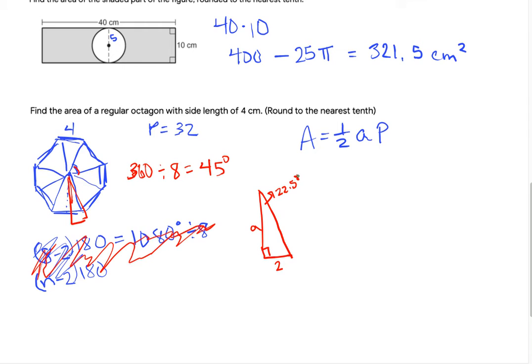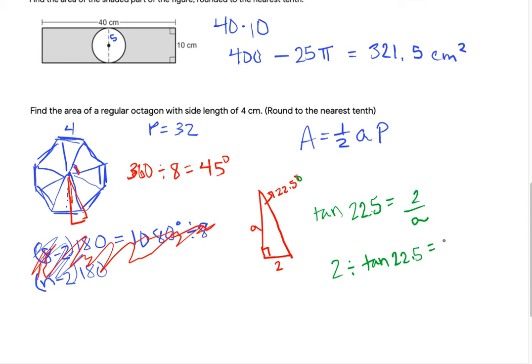So to do that, I need to use my tangent function because I have opposite and I have adjacent. So tangent of 22.5 degrees equals 2 divided by a. To solve that, I take 2 and I need to divide by tangent 22.5. And then I get my apothem, so 2 divided by tangent, and I get like 4.83 or something.